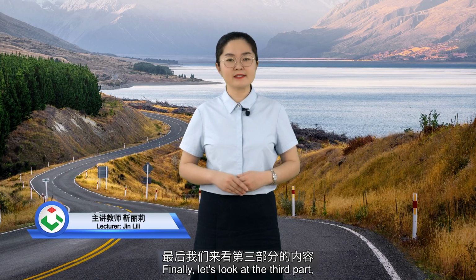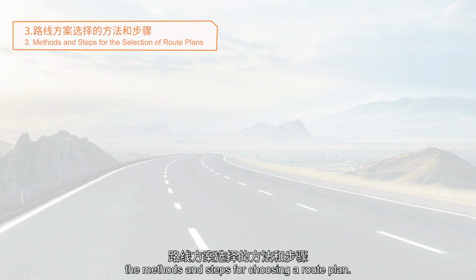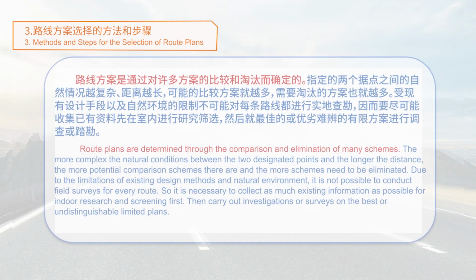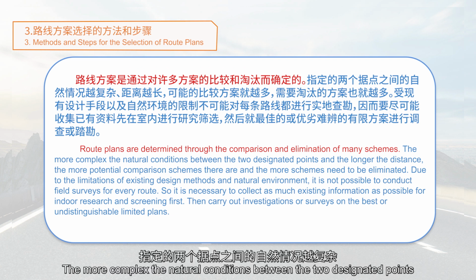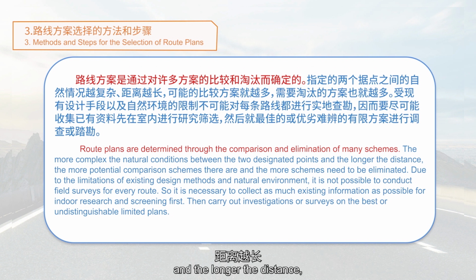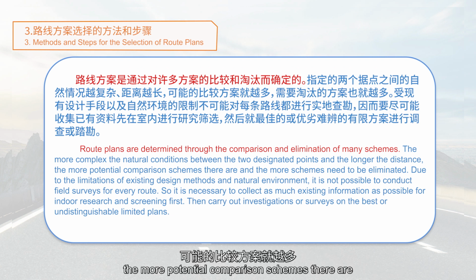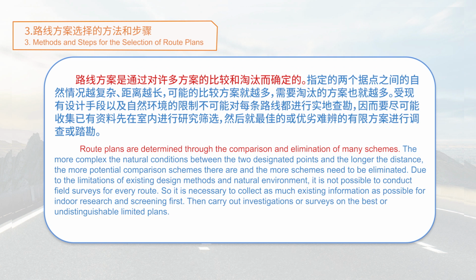Finally, let's look at the third part, the methods and steps for choosing a route plan. Route plans are determined through the comparison and elimination of many schemes. The more complex the natural conditions between the two designated points and the longer the distance, the more potential comparison schemes there are and the more schemes need to be eliminated.